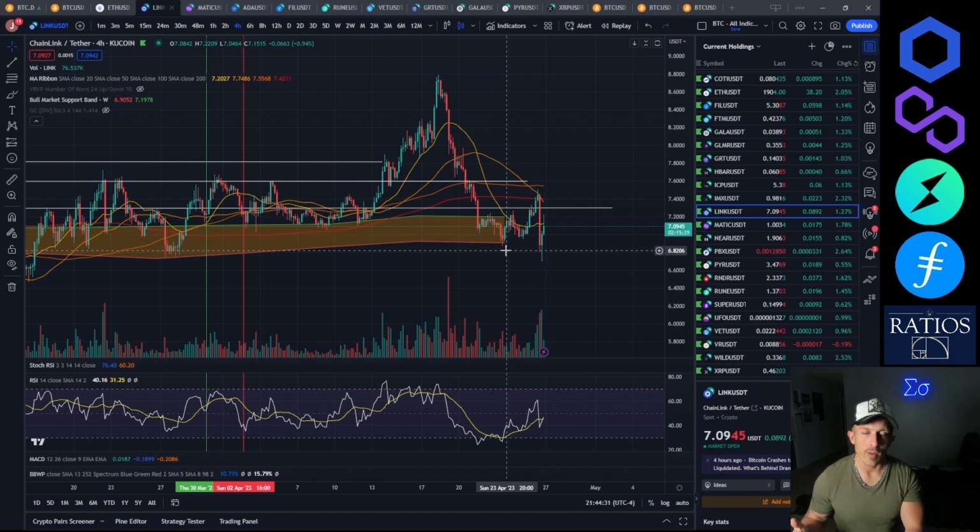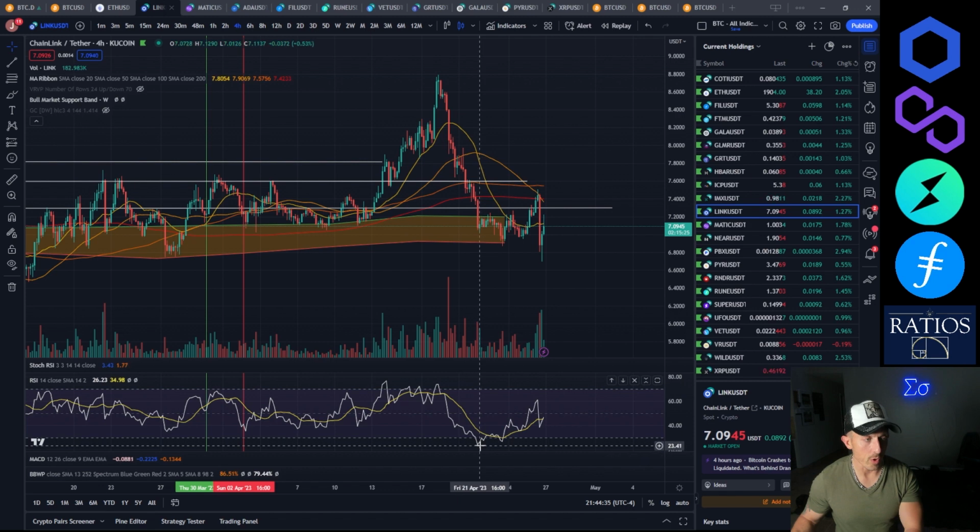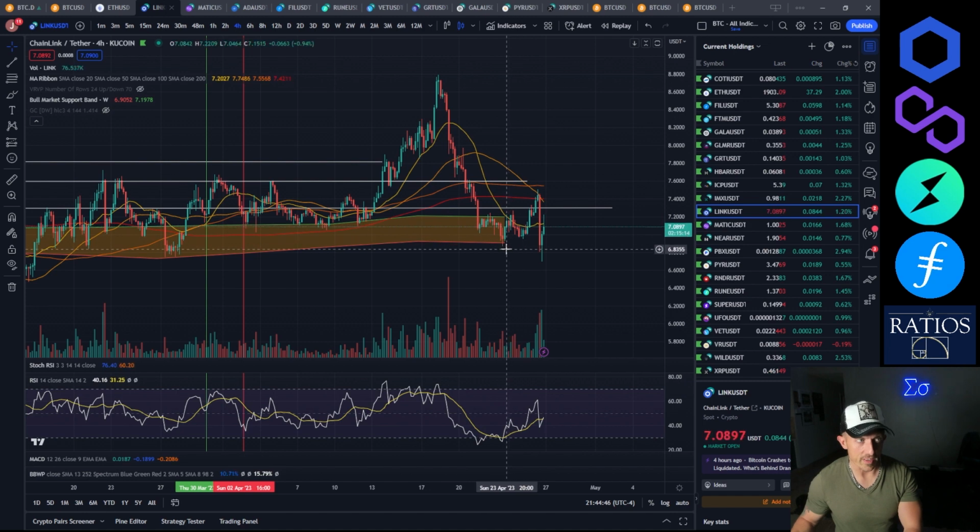One rule: you never buy the first RSI dip. If you see RSI fall all the way down into the extremely oversold area, then usually there's another dip, right? So you have that price dip, and there's almost always a second dip. And that happened to correspond with the bull market support band, which is another indicator that I have on here.